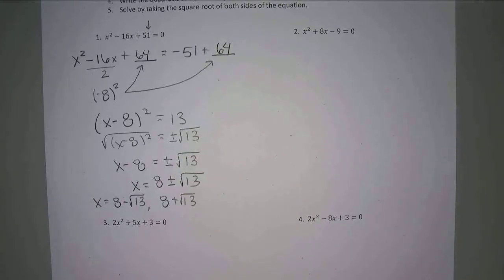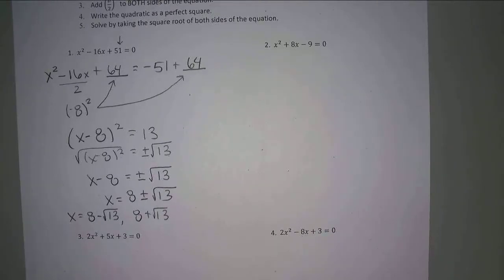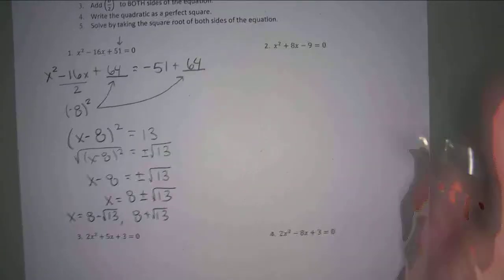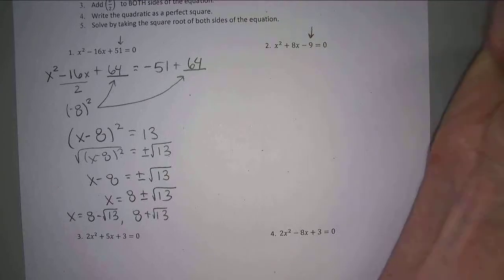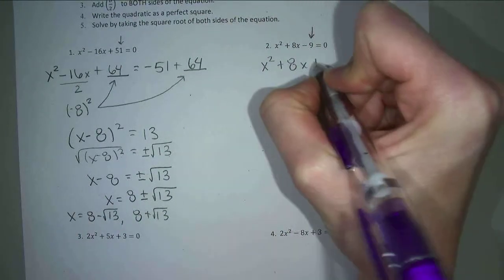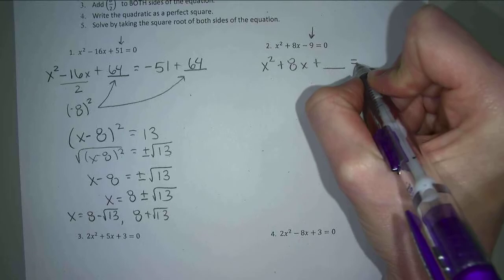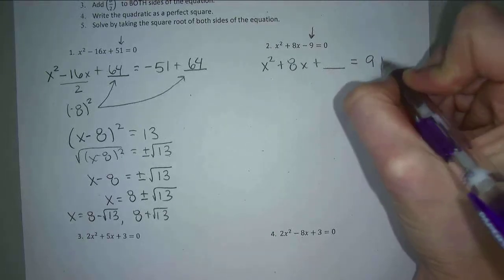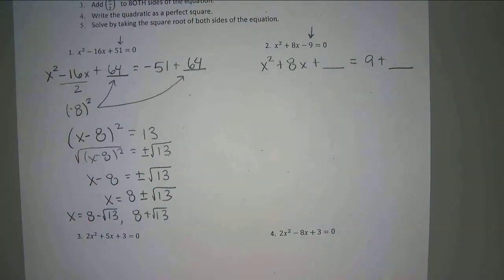Number 2 is very similar to number 1, where the coefficient in front of a is just a 1, so we don't need to divide by anything. So what do we need to do first? We need to move him over first, okay? So x squared plus 8x plus blank equals 9 plus blank, okay?